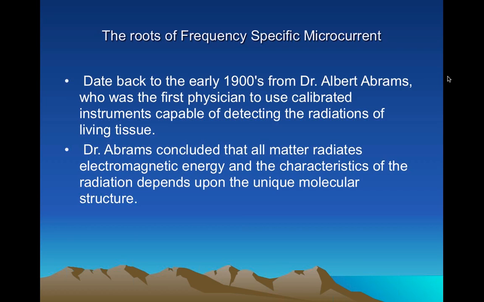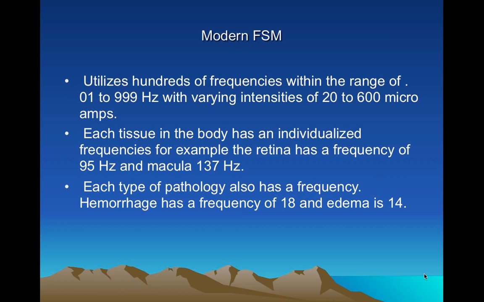So the idea is not new with frequency specific. It dates back to the early 1900s. Dr. Albert Abrams calibrated different instruments to detect the radiation or vibrations of different living tissue. And every tissue has a unique vibration or frequency. This depends on the carbon, hydrogen, nitrogen, oxygen bonding in the molecular structure. It also depends on the density, the water content, etc. So this whole idea of frequency specific has taken microcurrent to the next level.